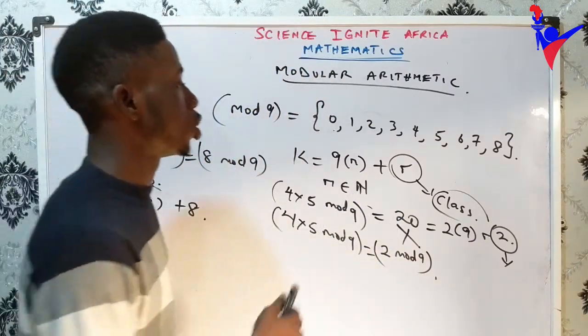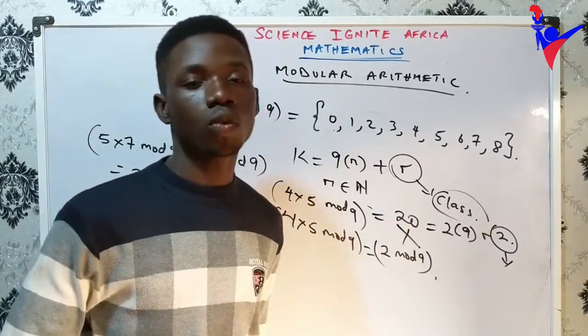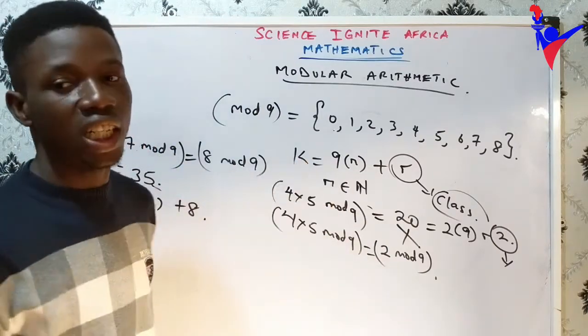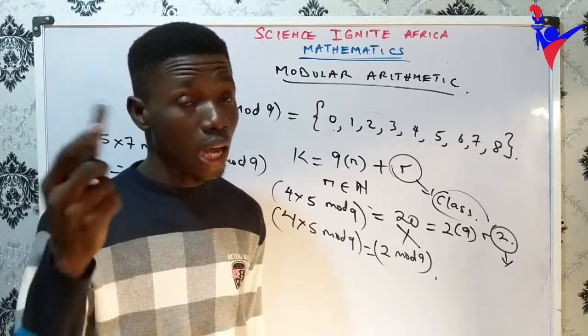So even if it is addition, if you have 5 plus 6, that is 11. So 11 divided by 9 is 1, remainder 2. So the answer is, 5 plus 6 in mod 9 is 2. That's what we do in modular arithmetic.